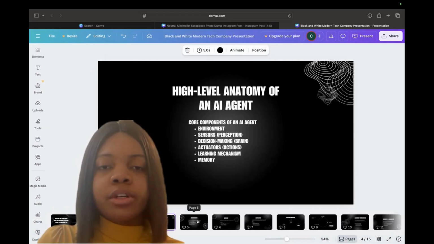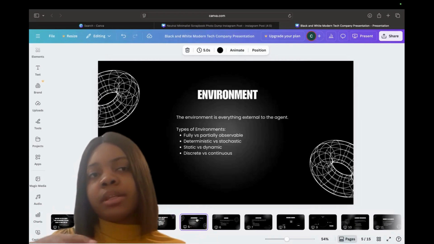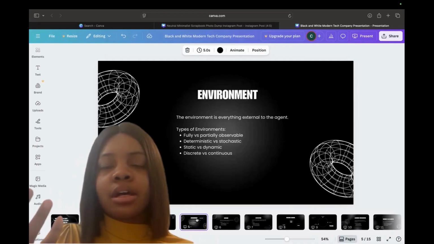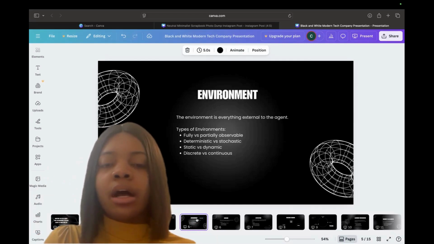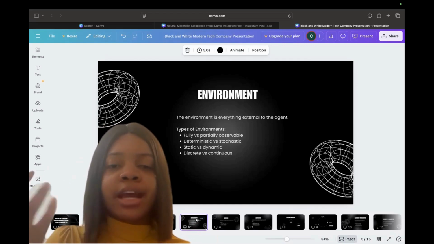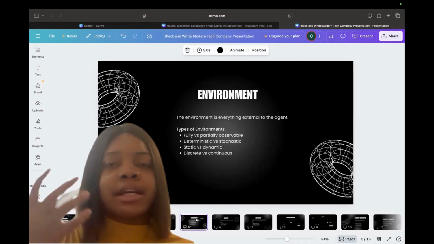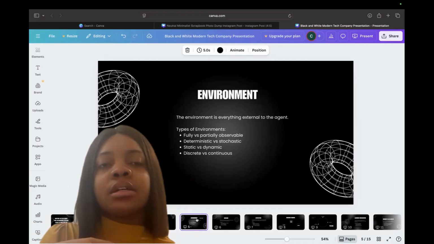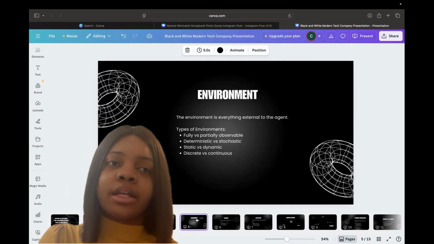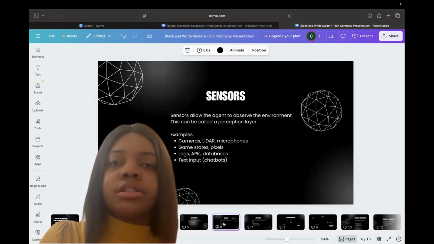And first, we'll just look at the environment. The environment is everything that is external to that agent, the things that are outside of it. So the types of environments that we can see are the fully and partially observable environments. There are deterministic and stochastic environments. There are also static and dynamic environments. And lastly, there are discrete and continuous environments. So examples of these environments are chessboards, the financial market, and you can talk about road traffic as well. And let's move on to sensors.